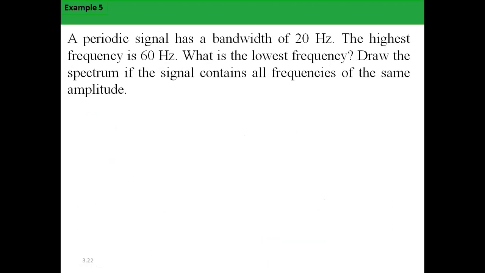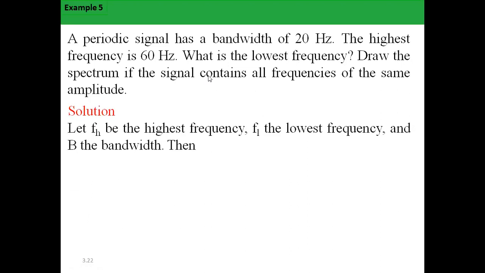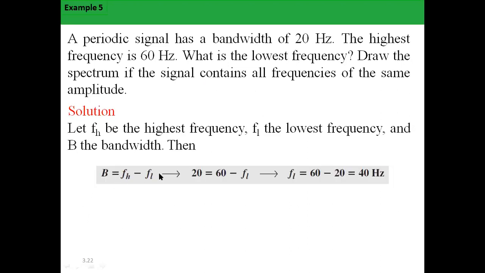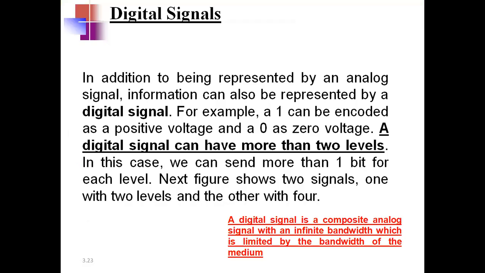Now what is in this question? The bandwidth is 20, the highest frequency is 60. So bandwidth is equal to highest frequency minus lowest frequency. So you have to calculate the lowest frequency. Using that formula, this comes out to be 40. So FH being the highest, FL being the lowest, the formula is B equals FH minus FL. You can calculate it, it's easily visible. This comes out to be 40 hertz.